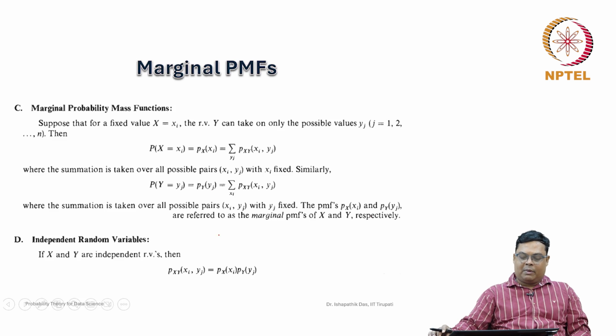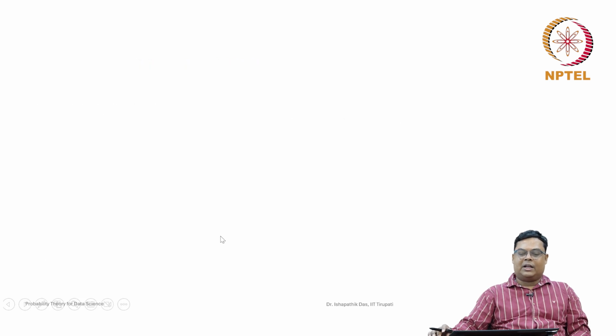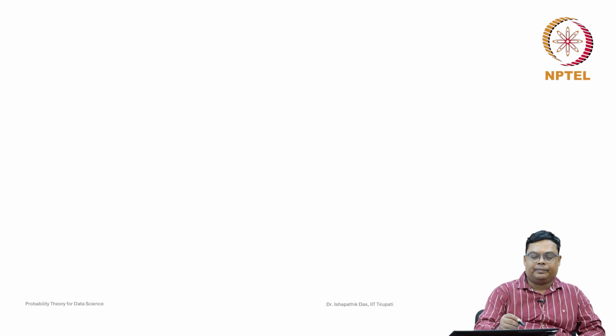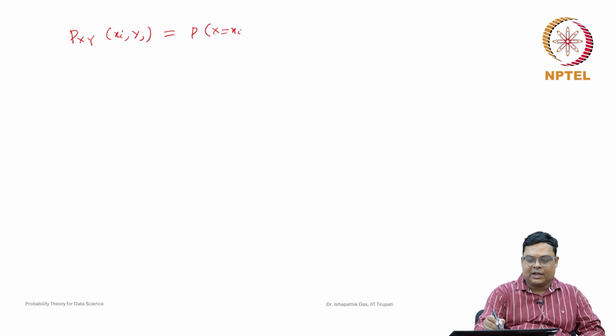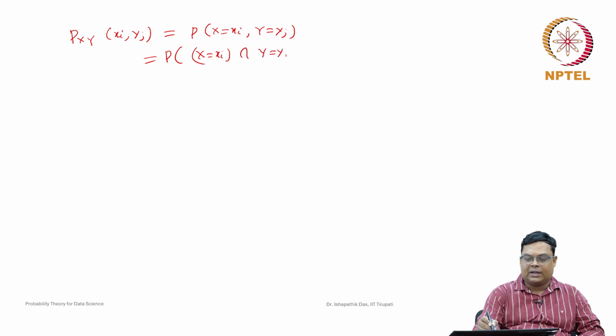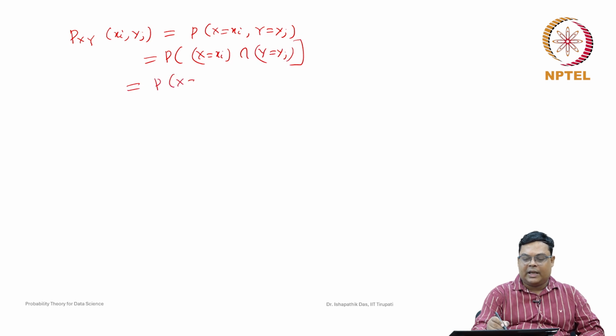Now, with respect to the marginal probability mass function, how can we represent that two random variables are independent? So, pxy of xi, yj is nothing but the probability that x is equal to xi and y is equal to yj. The comma actually means the intersection of the events x equal to xi and y equal to yj. Two events a and b are independent whenever the probability of a intersection b is equal to the probability of a into the probability of b.